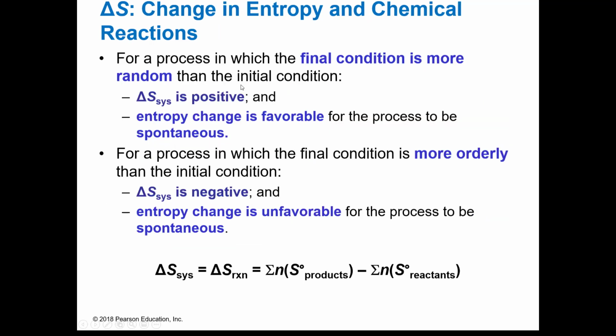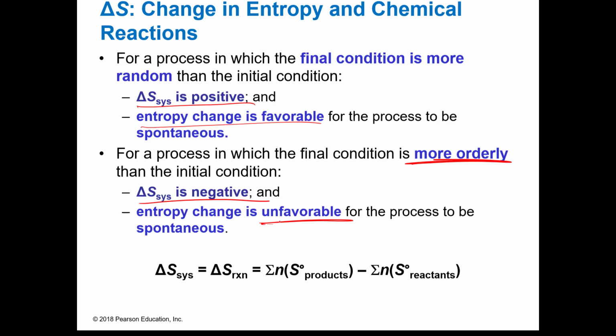So in a process that we're looking at, if the final condition is more random than the initial condition, then delta S is positive. So the entropy change is favorable for spontaneous. For a process in which the final condition is more orderly, then the delta S is negative, and it would be unfavorable to have that.